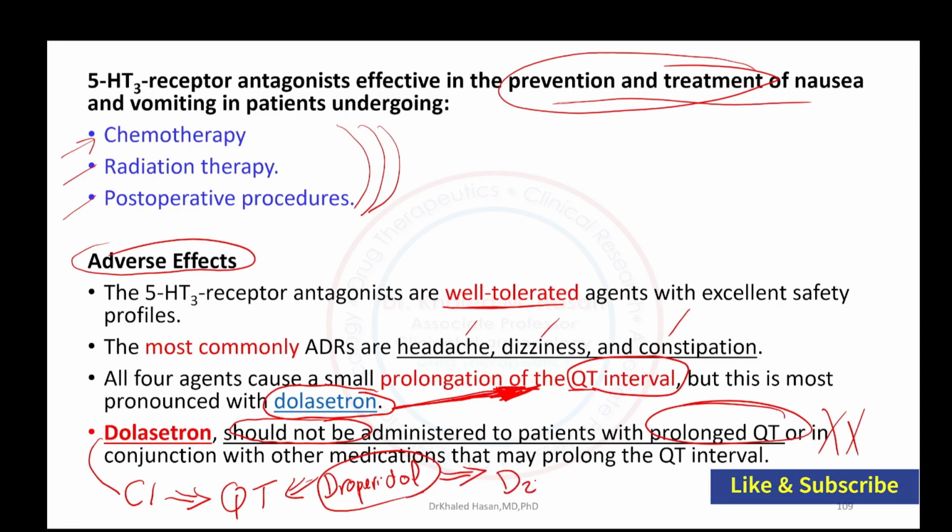Dopamine D2 receptor antagonist. So now we have 2 medications that may prolong the QT interval. Dolasetron belongs to the serotonin antagonists and prolongs QT. Droperidol belongs to the dopamine D2 receptor antagonists also.